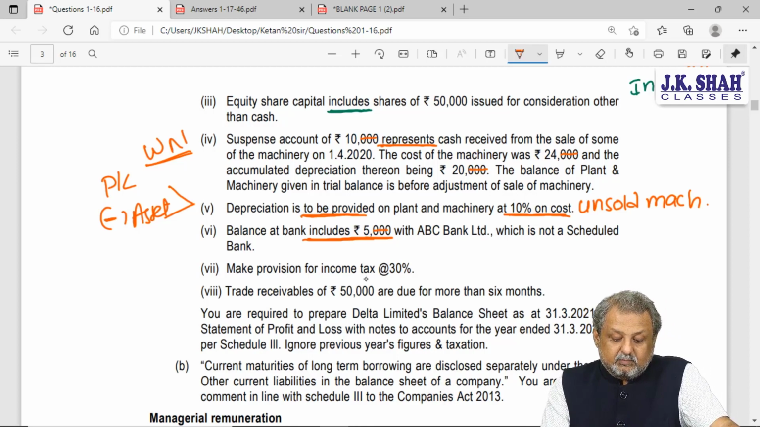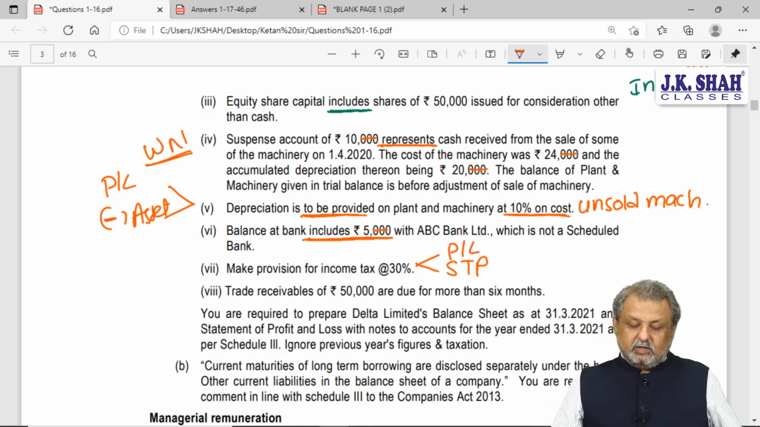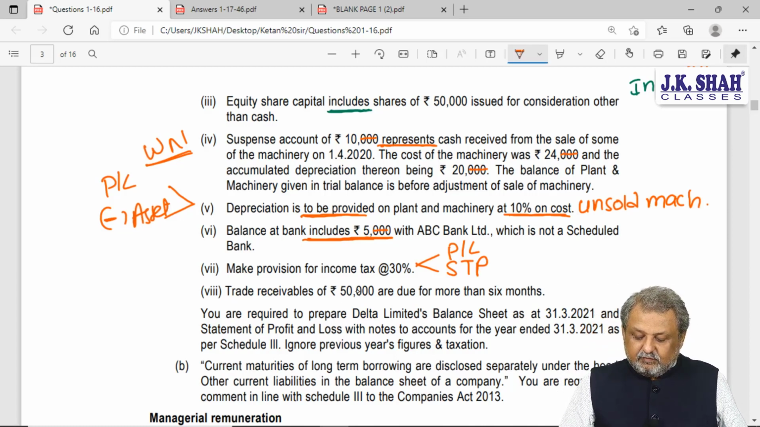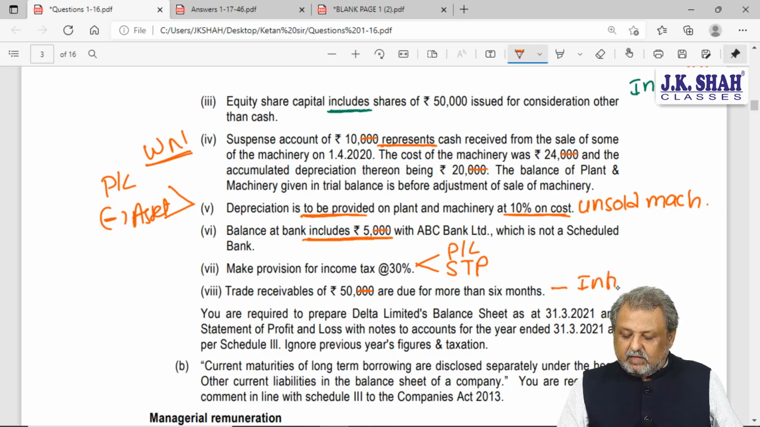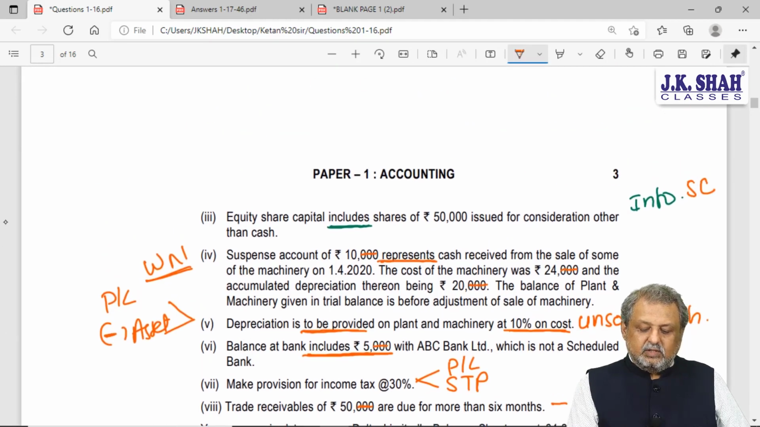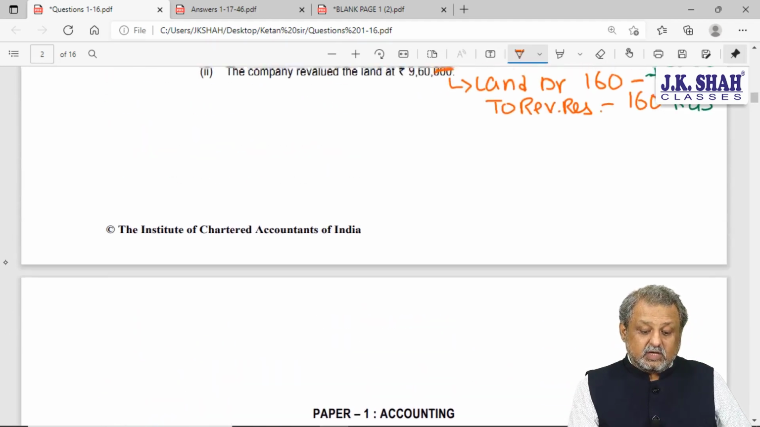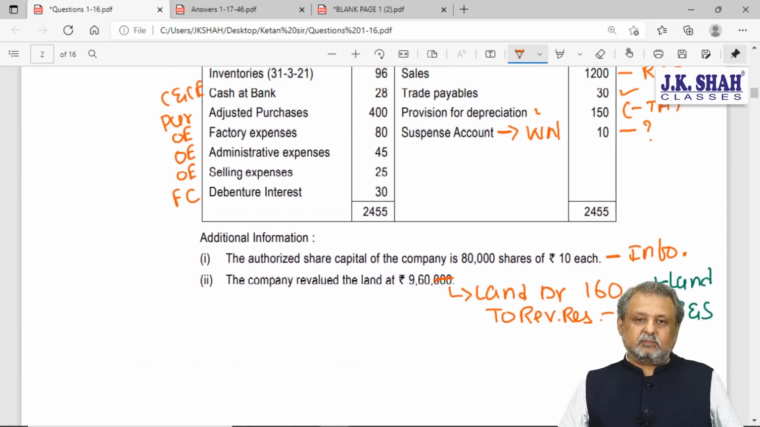Then make provision for income tax at the rate of 30%. So one effect will be P&L, main format. Second effect will be short-term provisions. Similarly, trade receivables of 50,000, cut 3 zeros, 50 are due for more than 6 months. This is again only information to be written in notes to accounts. So basically nothing new in this question, but the point is, how do you go about solving this question?